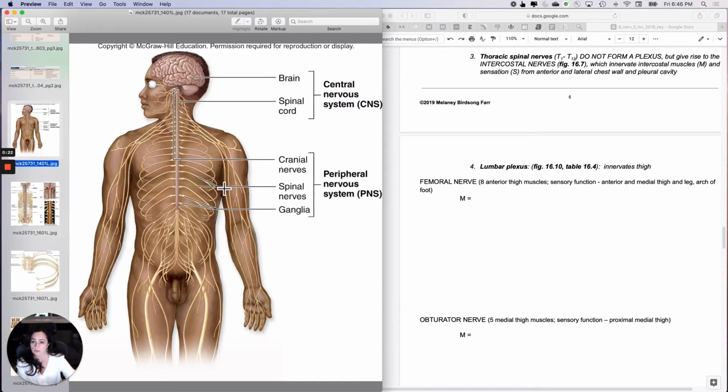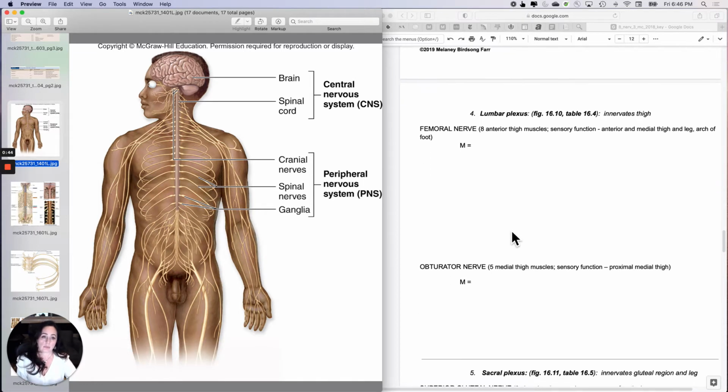And so the intercostal nerves mostly go between the ribs, intercostal, and they innervate the intercostal muscles, the external and internal intercostal muscles. So that's their motor function. And then they also have sensory function from the anterior and lateral chest wall and also from the pleural cavity. So that's their sensory and motor function.